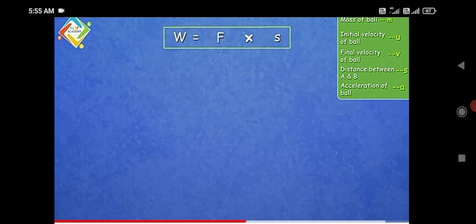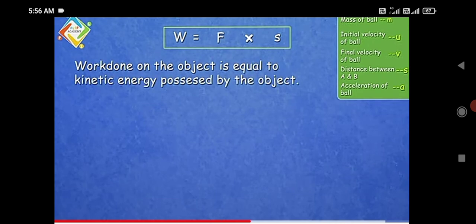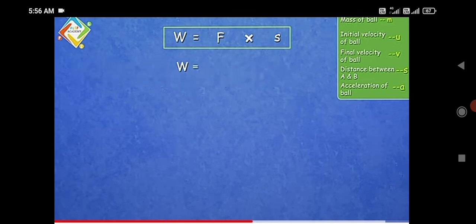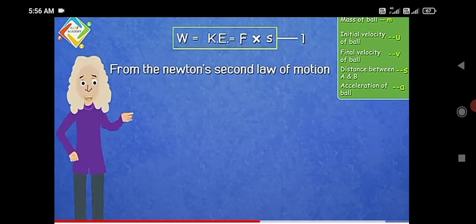Now, what is the formula for work done? Work done equals force into displacement, that is W equals F into s. Here the work done applied on the object is equal to the kinetic energy possessed by the object. The work done that we give on the object is converted into kinetic energy. So W equals kinetic energy equals force into displacement.